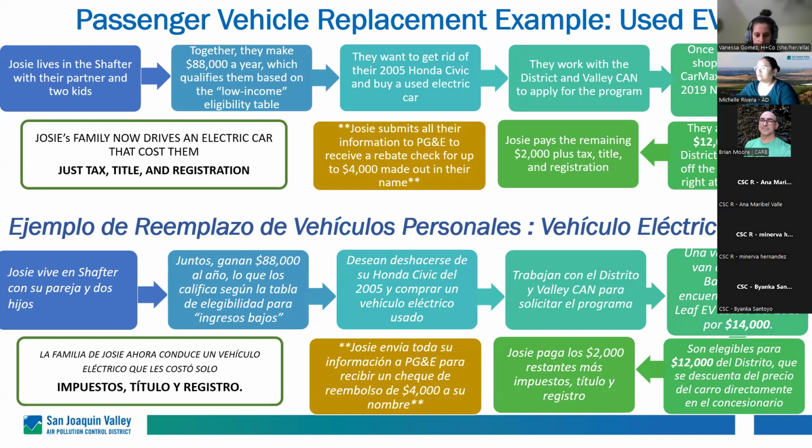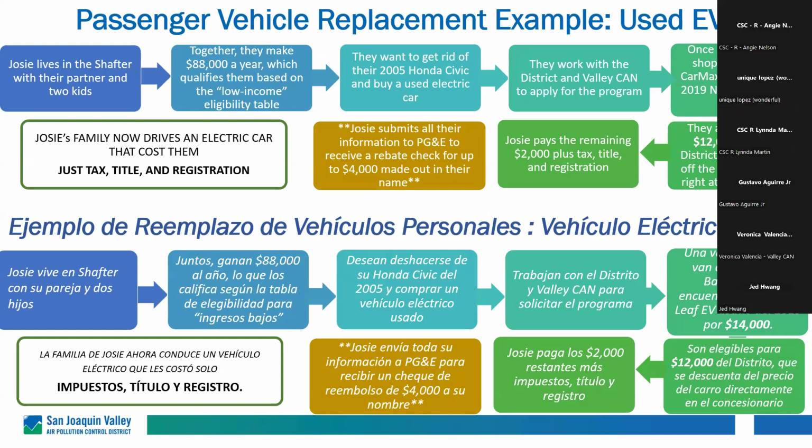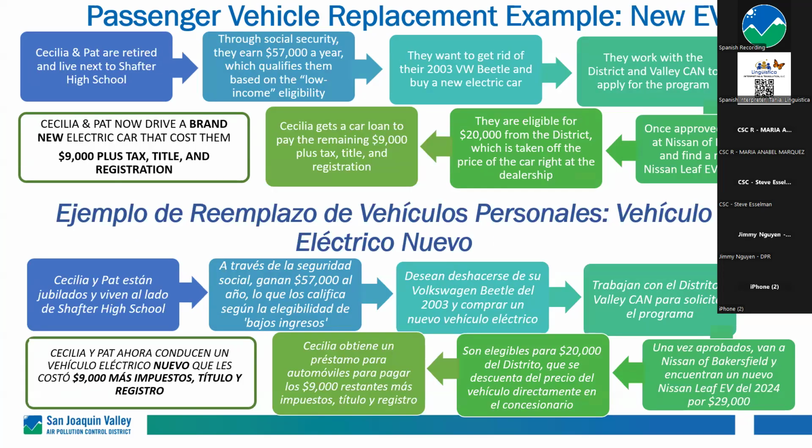Then Josie also submits all their information to PG&E to receive a rebate check for up to $4,000 made out in their name. So they're still in pretty good shape, even though they didn't receive that increased incentive of $20,000. Now Josie's family drives an electric car that costs them basically just the tax, title, and registration. And that's an example of a used EV purchase in the program.